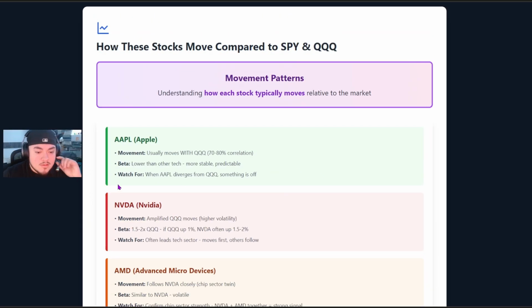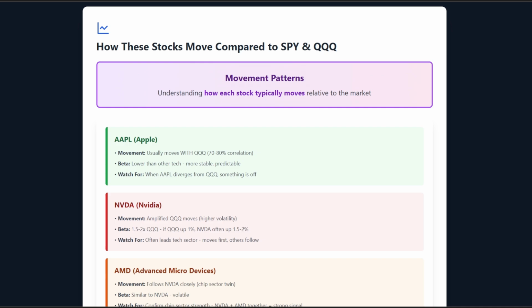Okay. Want to do this? Feel me? Yeah. How these stocks move compared to SPY and QQQ patterns, right? Understanding how each stock typically moves relative to the stock market, relative to QQQ, right? If you see that there's strength in the market in a specific sector, you have to note the strength and potentially find the opportunity in that sector.